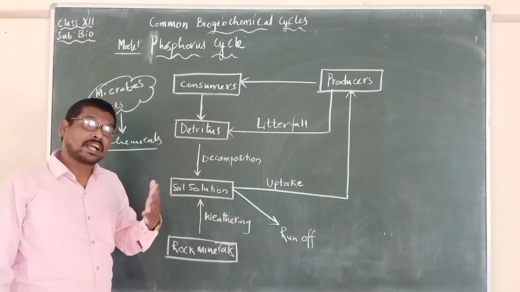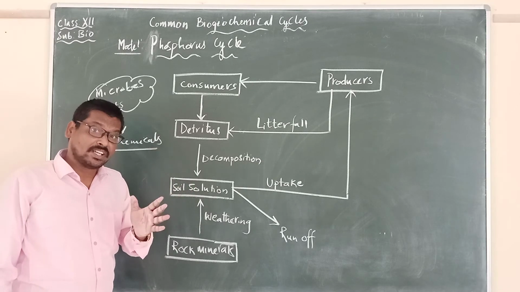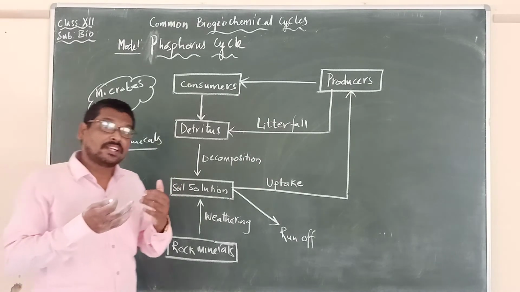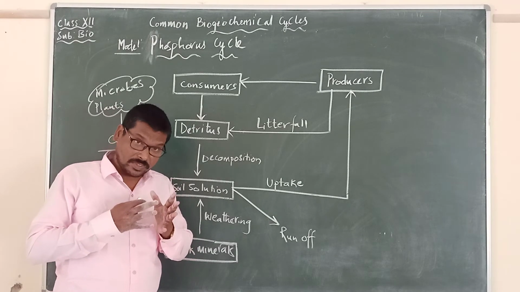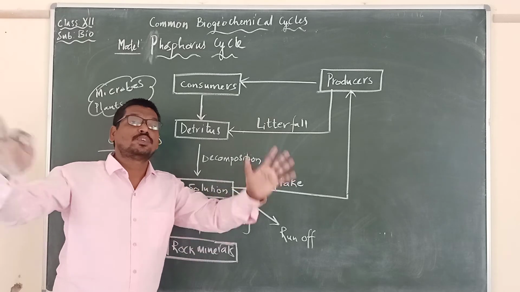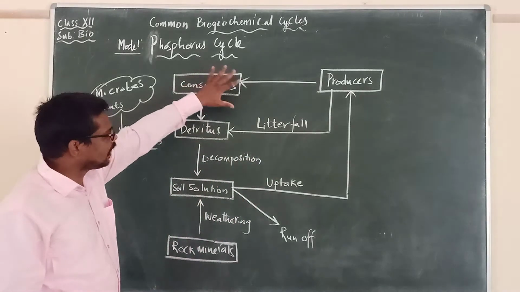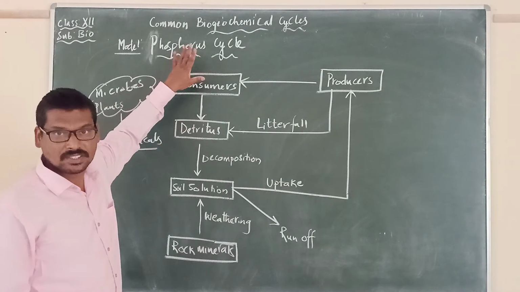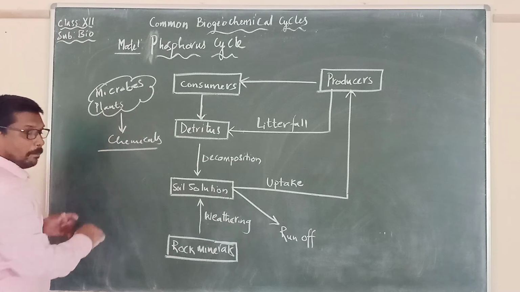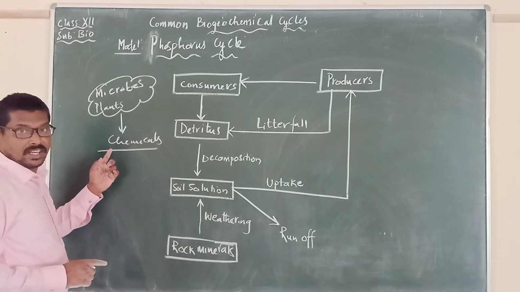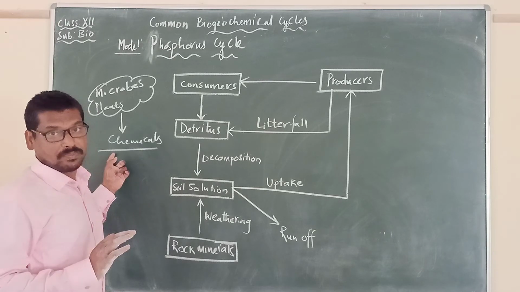Then the plants will be converting this phosphate into organic form, and from these plants the phosphate enters into different types of animals through various food chains. So if we are clearly observing this model of the phosphorus cycle, another point we have to remember is weathering. Microbes and plants release chemicals to convert insoluble phosphate into soluble phosphate.